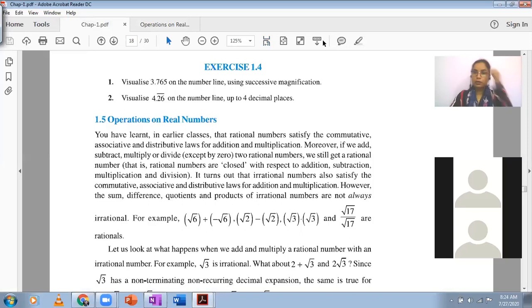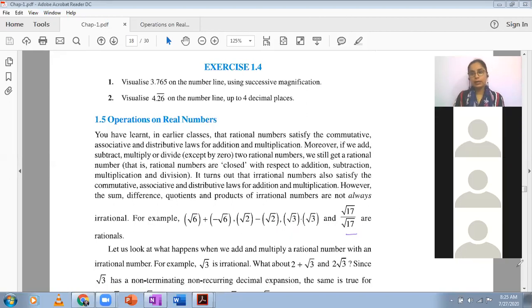If you just observe these examples, these are operations on irrationals. This is the sum of two irrational numbers: this is an irrational number, this is an irrational number. They are performing the sum of these two irrational numbers. The answer will be 0, and over here, the answer is 0. Now 0 is a rational number. Then root 3 into root 3 will be root 3 squared, which is 3 itself, again a rational number. Then root 17 by root 17 will be 1. Yes, 1.